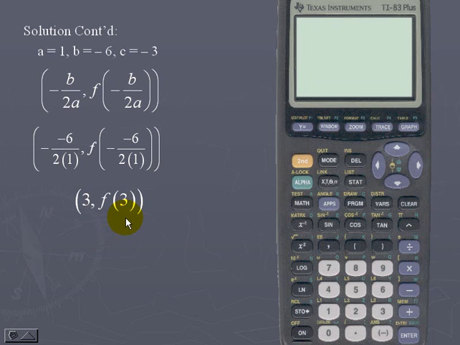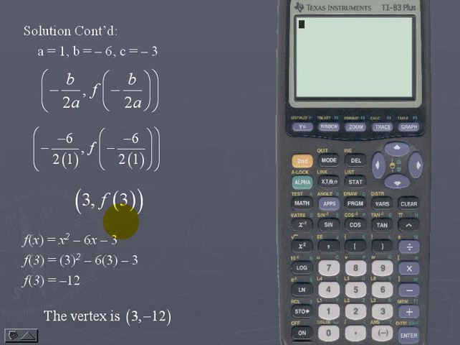In order to find the y-coordinate f of 3, notice we're given the function f of x, and in order to find f of 3, we would simply replace x with 3. So f of 3 is equal to negative 12. Therefore, our vertex is (3, negative 12).